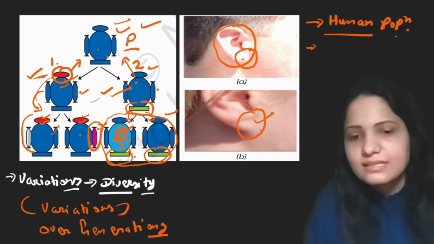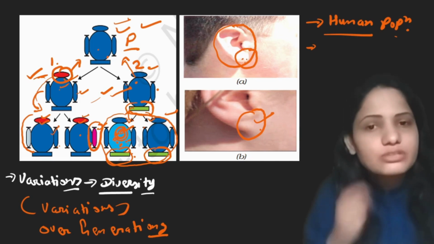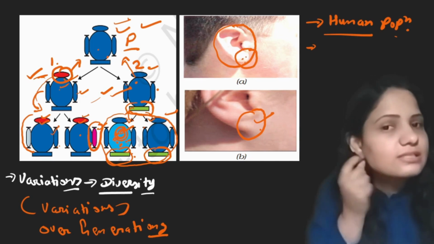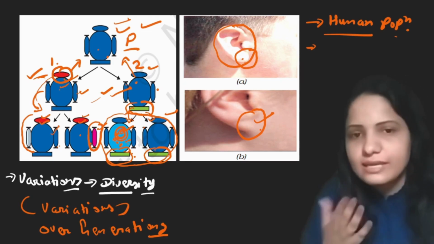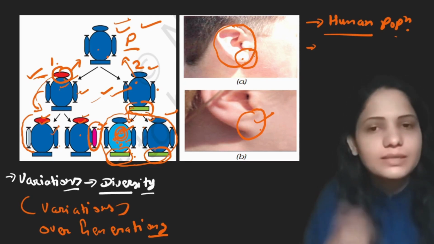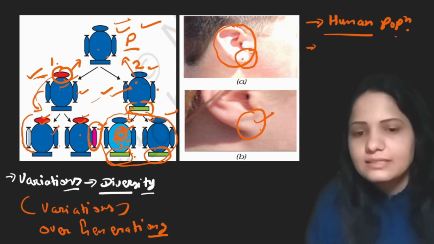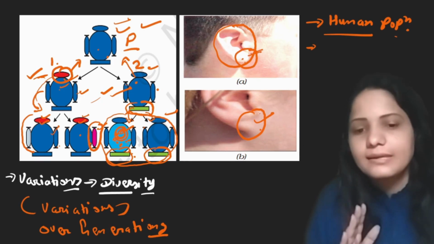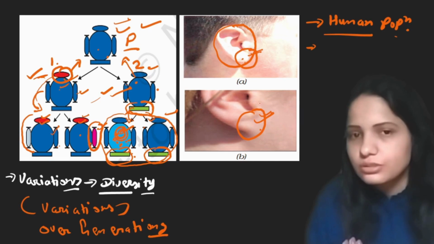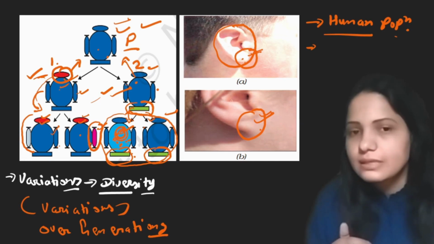But in a few cases, this earlobe is not attached to the head. This is free. In my case, this is free. You can check yours also, whether your earlobe is free or not. In some cases, this earlobe is attached, while in others it is free. So here we have a difference in earlobe.